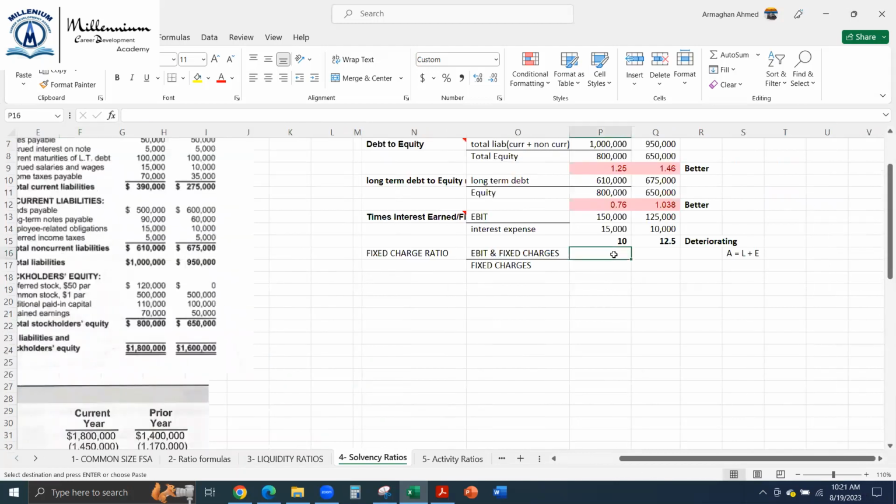So here we calculated the fixed charge ratio, right? Sir, a little confusion is there. This and this remain the same, right? 10, yes. Okay, sorry, it was 10, right? Yes, it is.